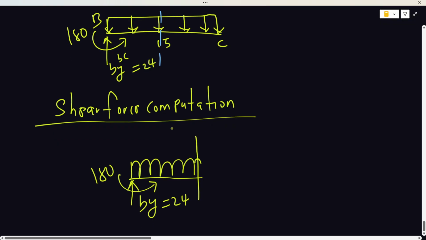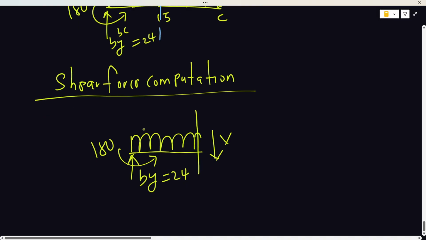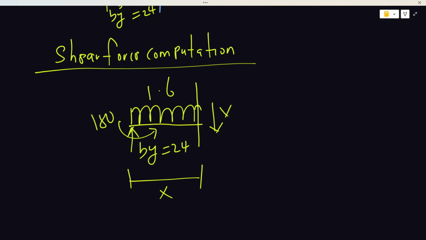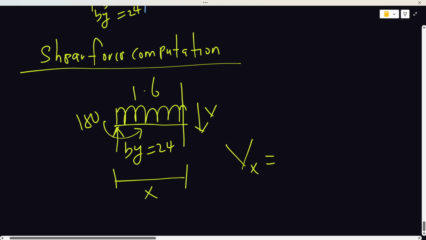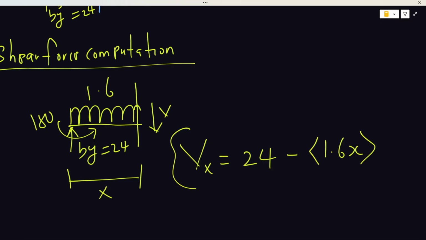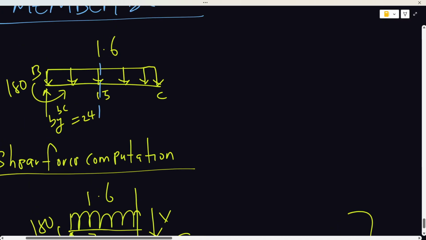So, once again, this was 1.6, and from here to here is x. So normally the way we just do it is that we say shear force is equals to 24, which is at B, minus 1.6x. So this is the equation for shear force along B to C.